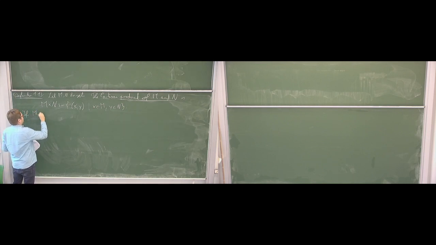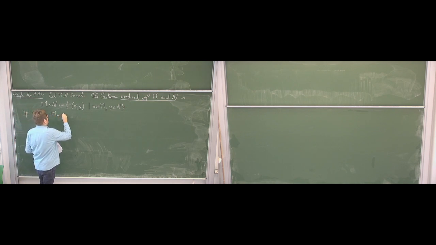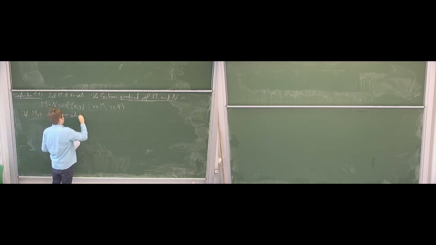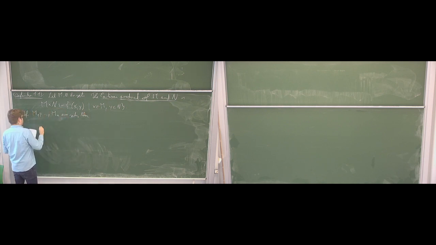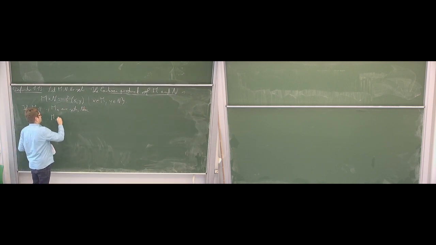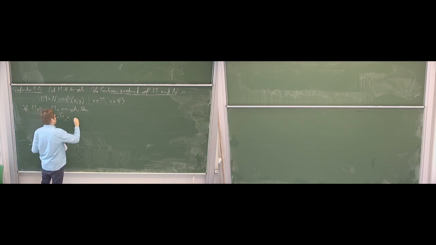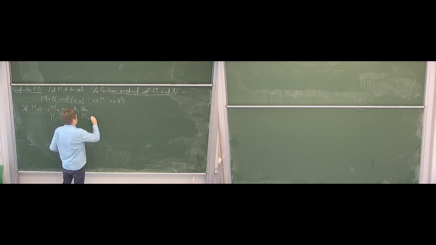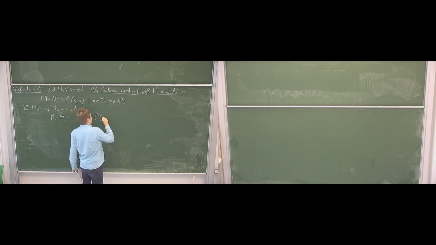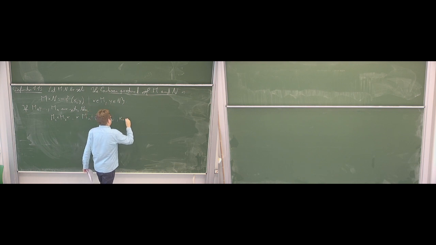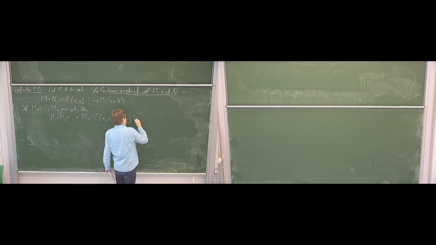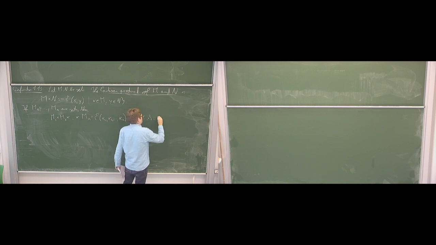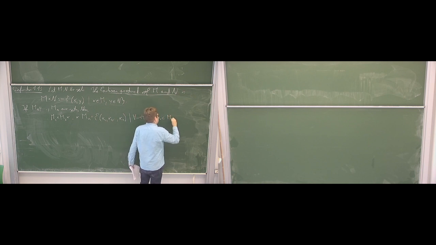And more generally, if we have some number of sets M1 to Mn, then the product of these sets, we can write this as M1 times M2 times and so on times Mn. This is just a set of so-called n-tuples, and if we write this in this way, we just take x1, x2, up to xn, such that for all i between 1 and n, xi is an element of Mi.